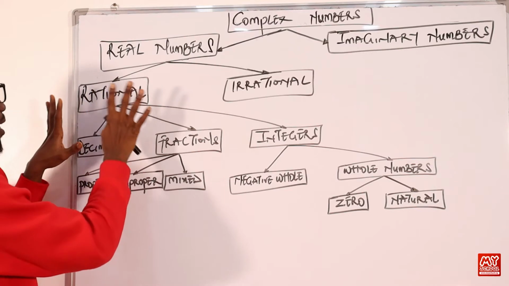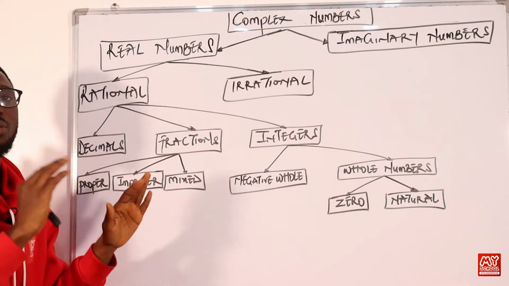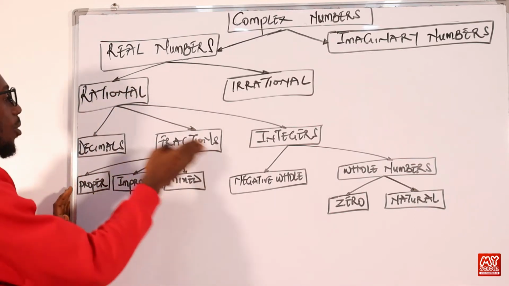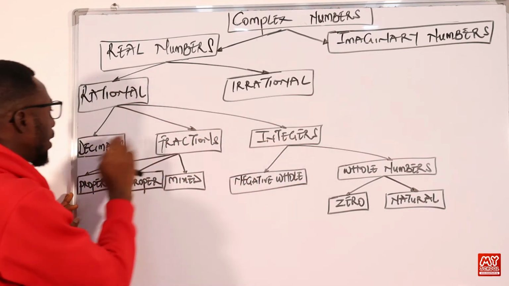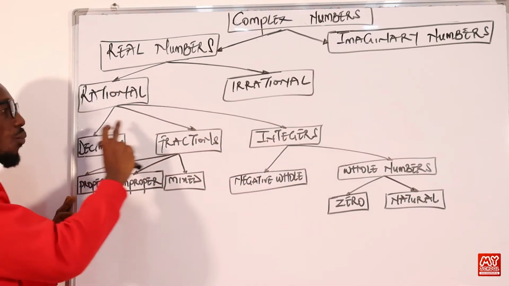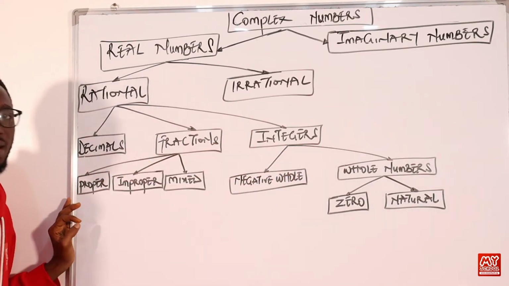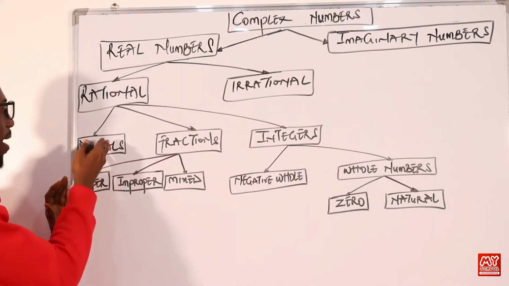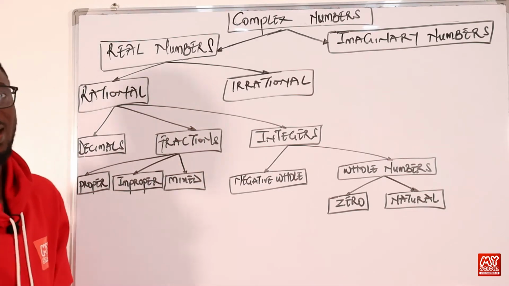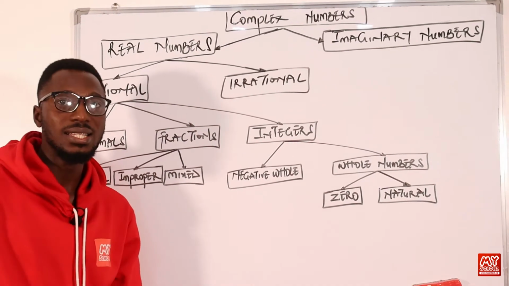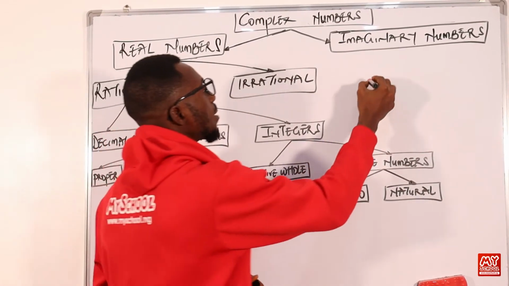So the rational numbers, you can actually put them into these parts, the non-integers and the integers. For the non-integers, we're talking about decimals and fractions, and on the other side, we talk about integers. When we look at decimals, decimals can be repeating, or they can terminate. All right, so let's look at decimals.